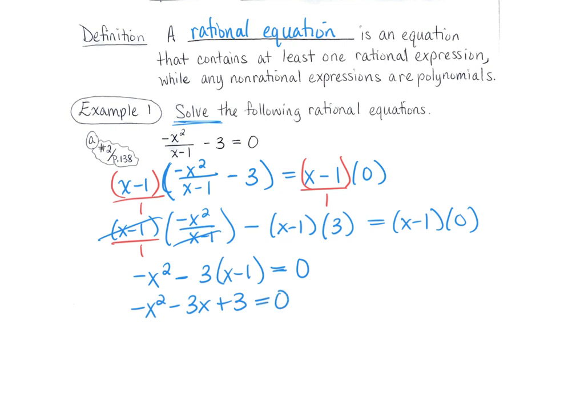Why is it plus 3? Because you're distributing a negative. So because you're distributing this negative here, that's a negative 3, and a negative times a negative is a positive, so that becomes a plus.